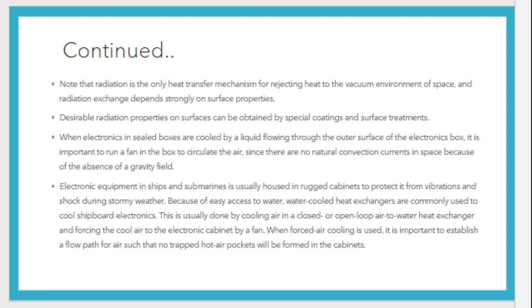Electronic equipment in ships and submarines is usually housed in rugged cabinets to protect it from vibrations and shock during stormy weather. Because of easy access to water, water-cooled heat exchangers are commonly used to cool shipboard electronics. This is usually done by cooling air in a closed or open loop air-to-water heat exchanger and forcing the cool air to the electronic cabinet by a fan. When forced air cooling is used, it is important to establish a flow path of air such that no trapped hot air pockets will be formed in the cabinets.